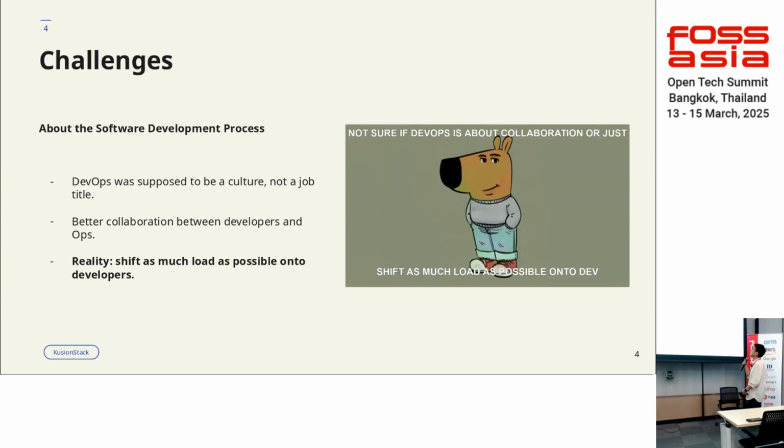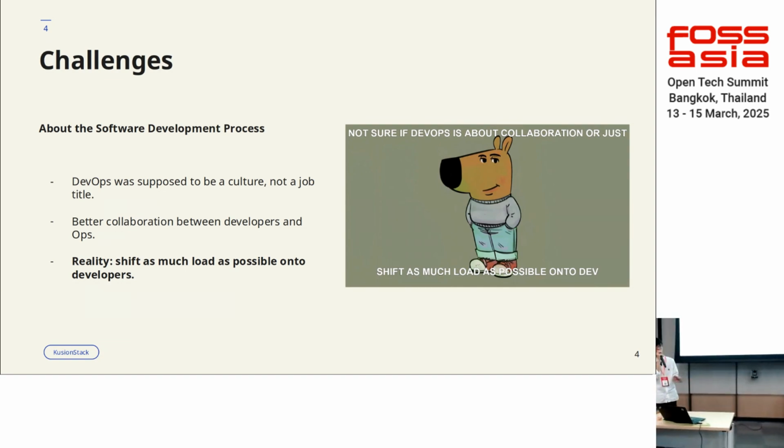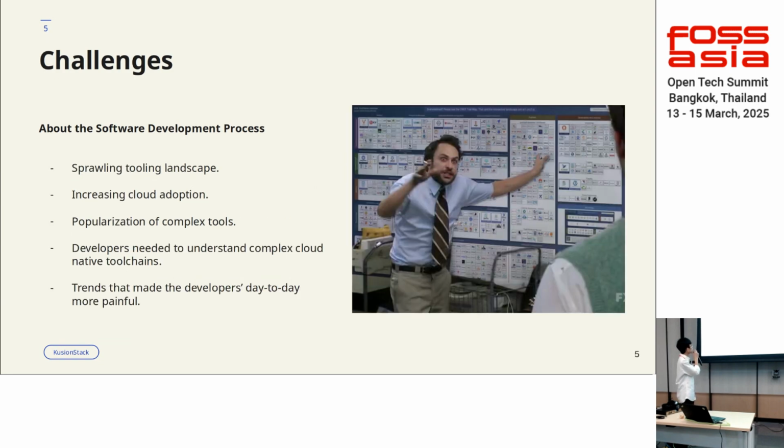Okay, so everyone here knows about DevOps, which was founded maybe in 2009. It was born for better collaboration between developers and operations, but actually it is not used in the right way in many fields. It still works fine with a small organization, but with a bigger one, it ends up shipping as much load as possible onto the developer.